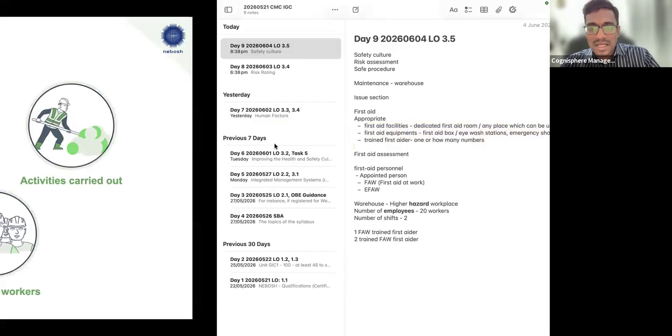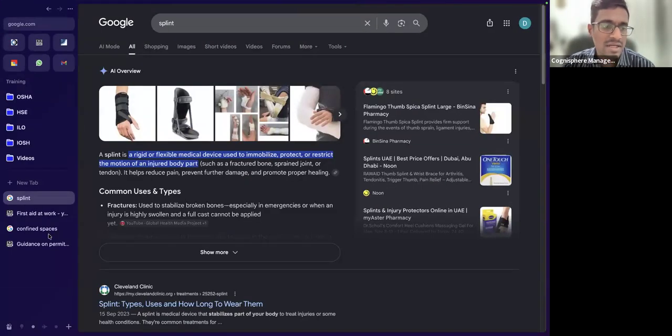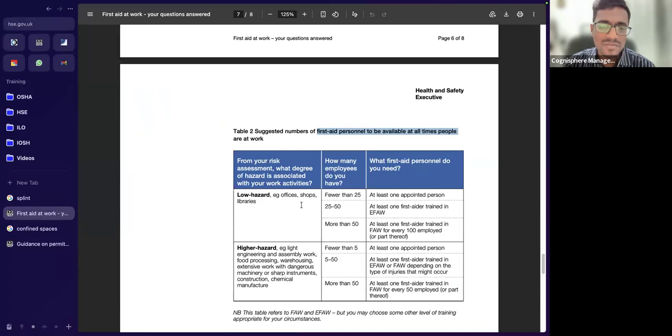This particular slide talks about what to consider when deciding on a first aid needs assessment. Number one, from our discussion, no, it is not like an average of 10 to 1. From this guidance document, for a low hazard, it is every 25, so 25 to 50, and then for every 50. So it's like 1 to 50. And then here again, 1 to 50.